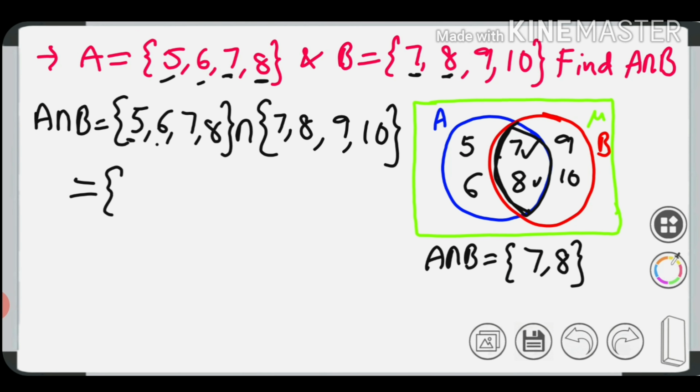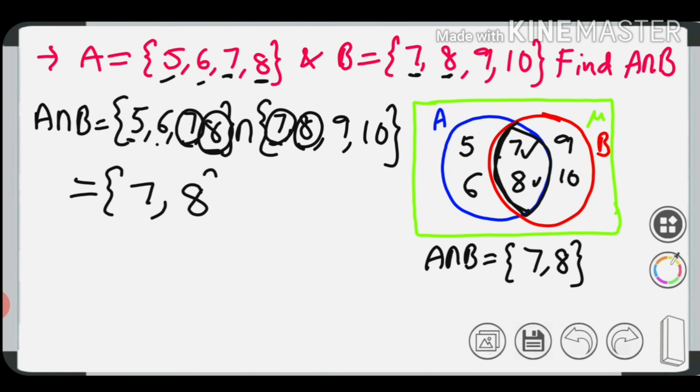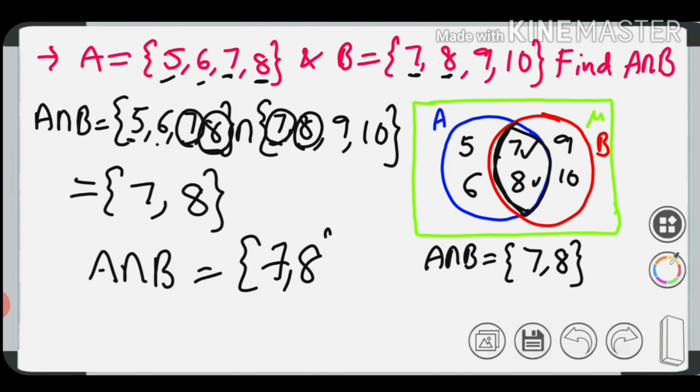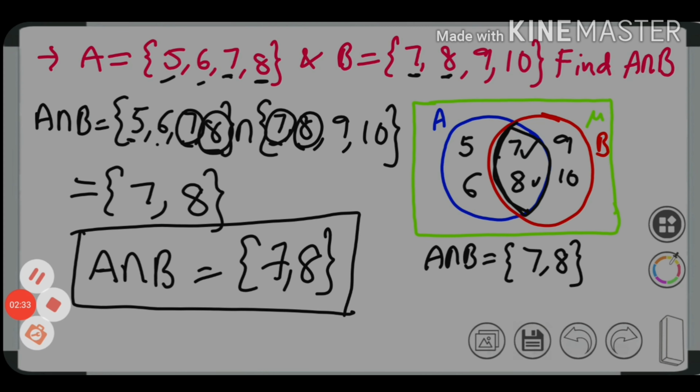6, no. 7, yes, it is in A and B, both. So we have to write 7, and 8 also, it is in A and B. So you have to write 8 also. So {7, 8} is our A intersection B. So by a simple Venn diagram we can write the elements, or we have to do the problem like this. So A intersection B is nothing but, yes, {7, 8}.